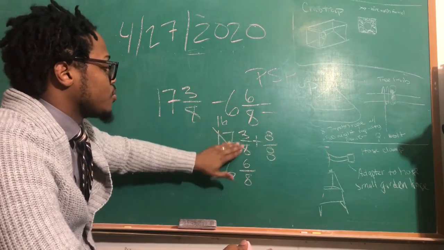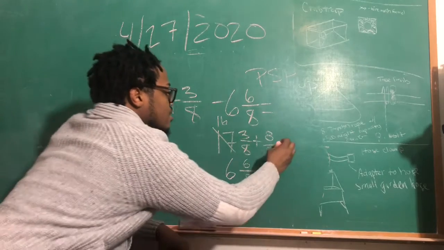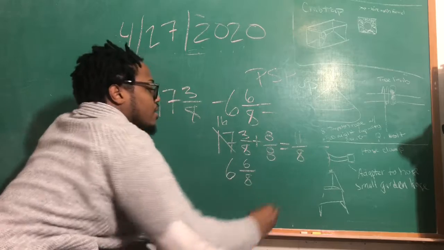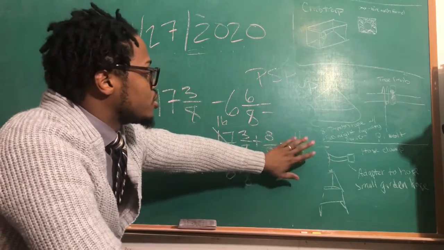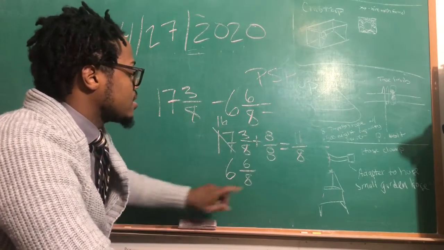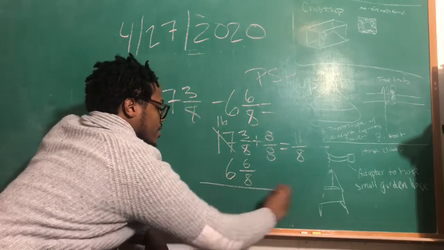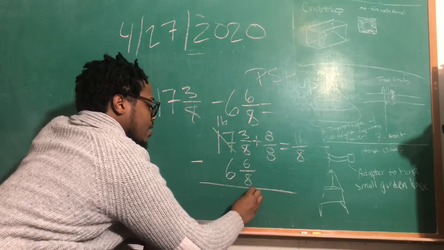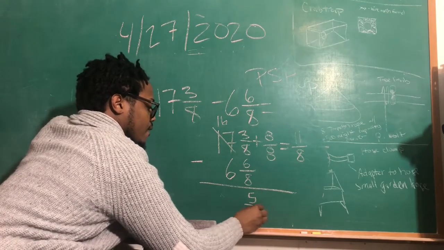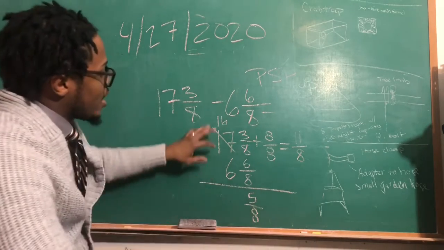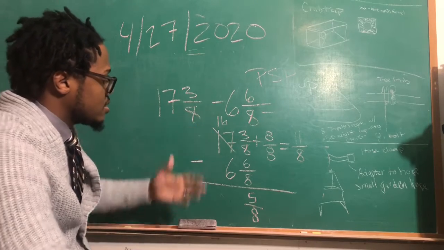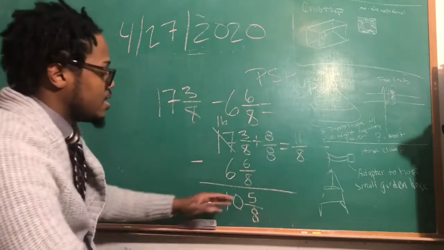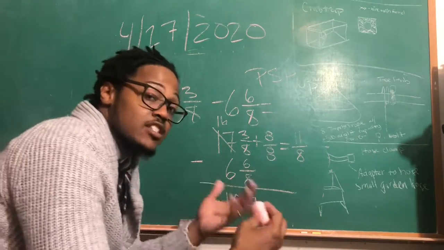So we're going to add 3/8 plus 8/8. That's going to give us 11/8. Now we'll subtract 11/8 minus the 6/8 to get our answer down here. So 11 minus 6, that's going to be 5/8. And then we just subtract over here 16 minus 6, which gives us 10. 10 and 5/8. And it's as simple as that, folks.